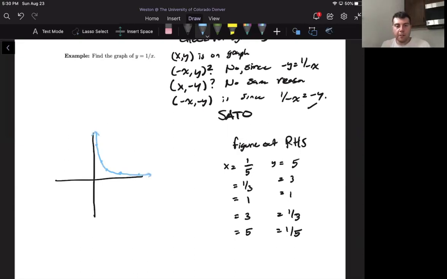And because we know it also has symmetry about the origin, that tells us that if we rotate it 180 degrees, it has to look the same. So we know that the left-hand side has to look like this shape. Right, and we'll do more with this graph later. It'll be a standard graph that we see throughout the course. But for now, we'll just leave it at this.